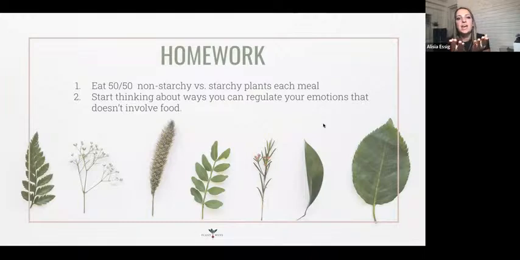Okay. And then start thinking about ways that you can regulate your emotions that don't involve food. Because tomorrow we're going to talk a lot about emotional eating. So tomorrow is where we dive deep into the emotional eating. And we start thinking about what are the things that you can do instead of choosing food when you are wanting a treat, or you're bored, or you are sad or happy. You know, what are some other things that you can do? So start thinking about that.